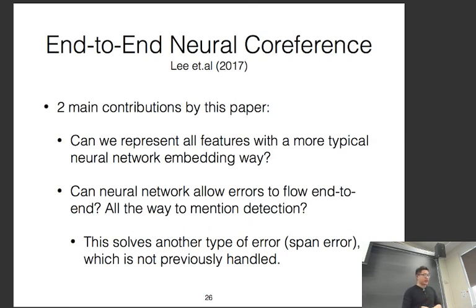And this one is the end-to-end neural coreference. I think it's the new state of the art right now. The two main contributions of this paper are, first, can we represent all the features with a typical neural network? And then, whether the neural network allows us to flow the error from top to bottom. So this solves another type of error, the span error, which was never solved before.